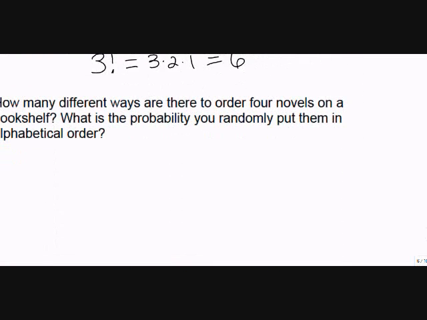Okay, now I got 4 novels on a bookshelf. How many different ways are there to order these 4 books? A, B, C, and D. Book number 1, number 2, number 3, number 4. So that is 4 factorial, which is 24. What's the probability that they're in alphabetical order?